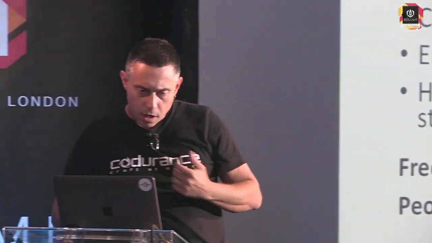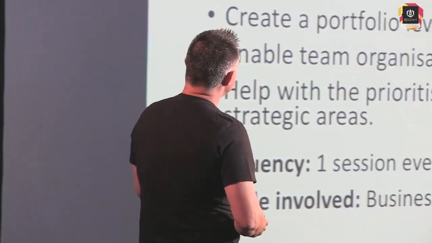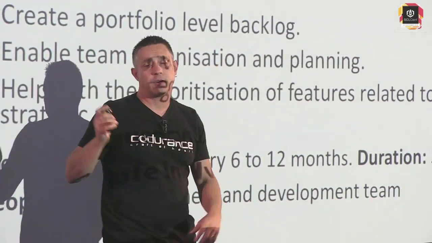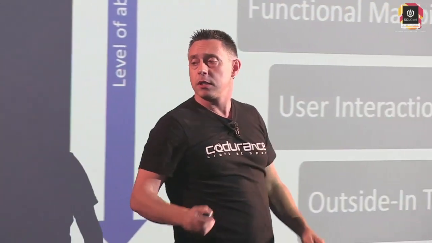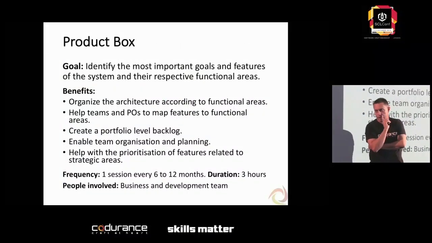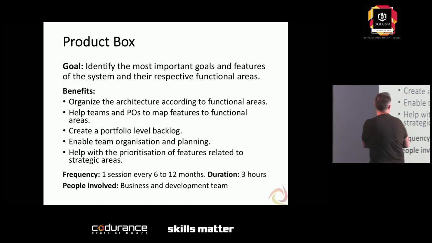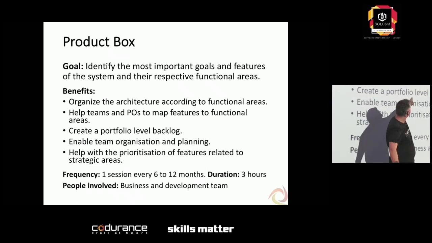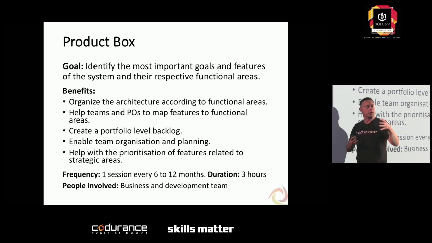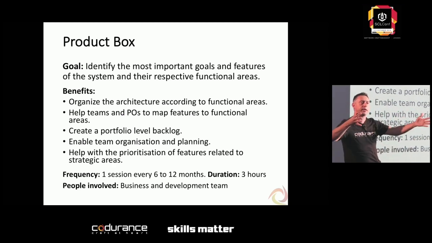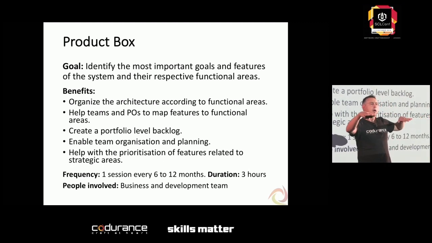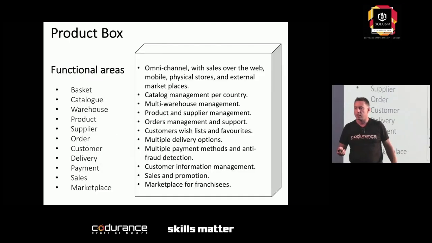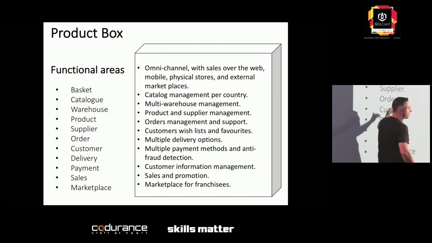What you can do after that, I'll speed up because I have a lot of things to show. Once you have this understanding from the product box, one of the things that I like about it, I think what's important here is that this view helps us to create a portfolio level backlog. When you are working with larger product companies, they might have different teams, different product owners looking after different areas. So these kinds of features here help us to understand the different areas.